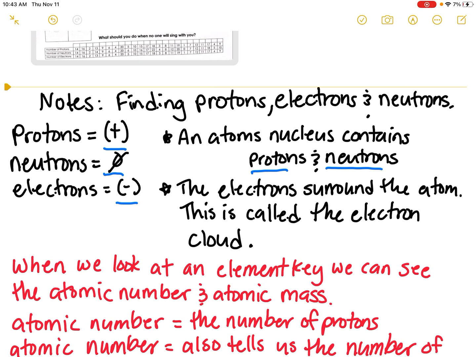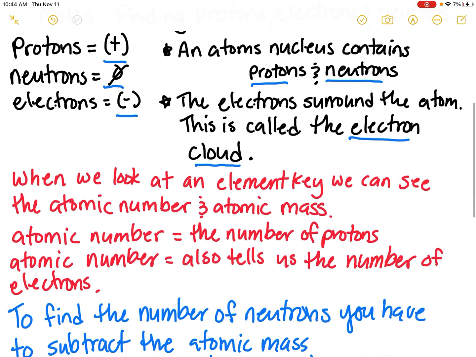What makes up the area around the nucleus of the atom is called the electron cloud, and this is where the electrons are located. As I'm going through this, you need to pause and take these notes in your journal. Remember, we're finding the protons, neutrons, and electrons in this lesson.